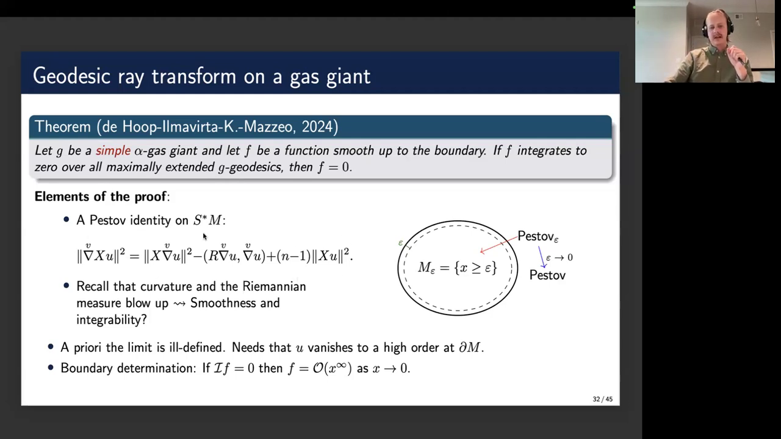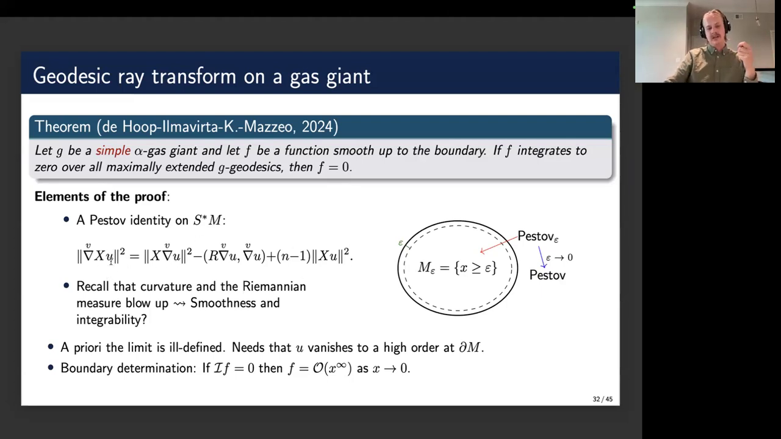So now this Pestov identity comes into play here, because you want to study this so-called transport equation. It will be an equation on the co-unit sphere bundle of your manifold. You want to use a Pestov identity to argue that the only solution to such a problem with 0 Dirichlet values, so X acting on u is minus f with u equal to 0 on the boundary, because f integrates to 0 over maximally extended geodesics, is the 0 function, because then you would get that f is 0. So what you usually use for that is this Pestov identity.